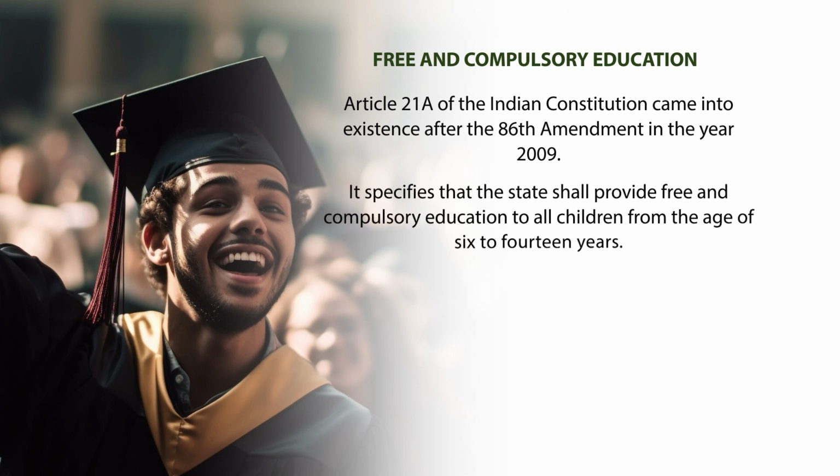Now, this act specifies that the state shall provide free and compulsory education to all children from the age of 6 to 14 years. So once you are age 6, you have the right to get free and compulsory education in any government institution, and you can continue to do that till you are age 14.